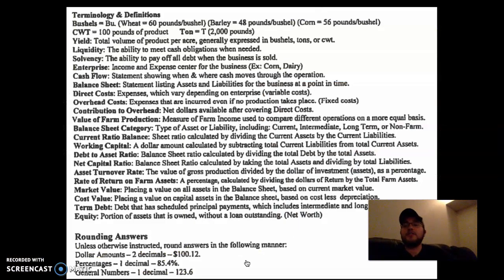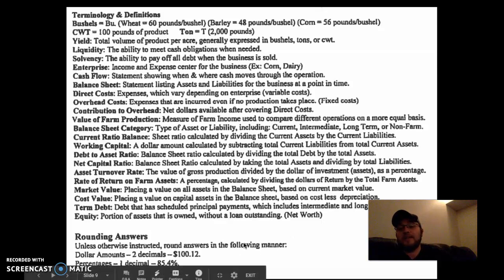But this is the terminology and definitions cheat sheet that you get at the front of your practicum. So see here we have the abbreviation for bushels, yields. All of these things are all going to be provided to you on your practicum, but not on your exam. So it's good to know this stuff, but in the event that you get confused on your practicum, you'll be able to look at this. And it also has information on how to round things, because that's always important to know how to do as well.